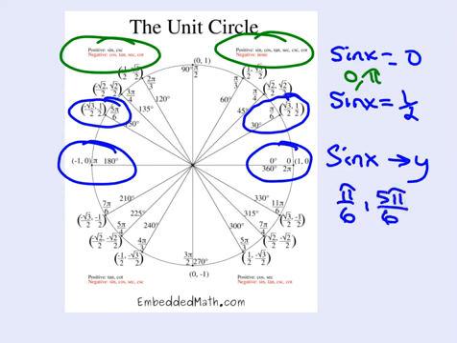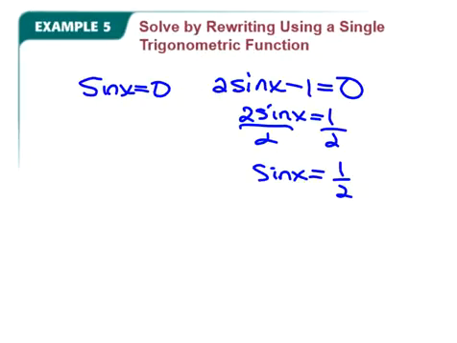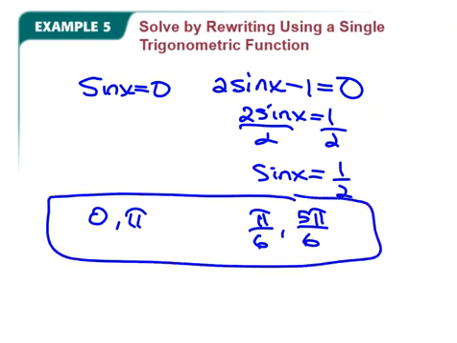So I go back to my problem and I put those answers in. Oops, wrong slide, we wanted to go here. So we've got pi over 6 and 5 pi over 6. And then over here we have 0 and pi. And these are the answers that you were looking for in this particular problem.